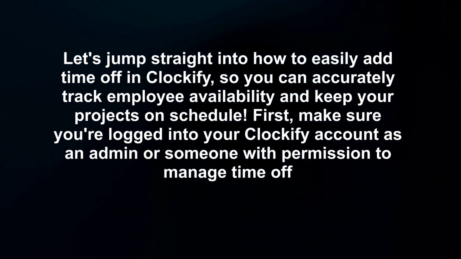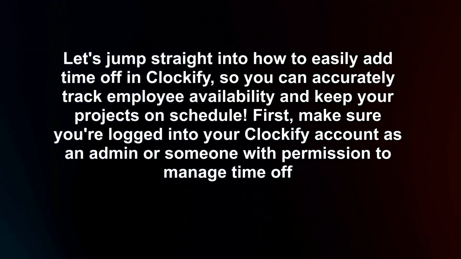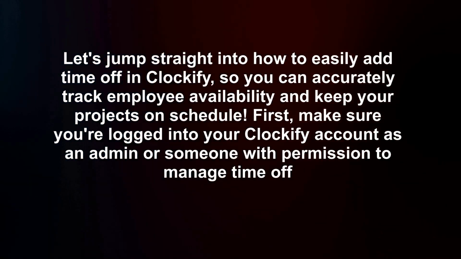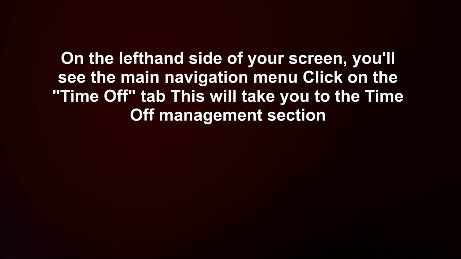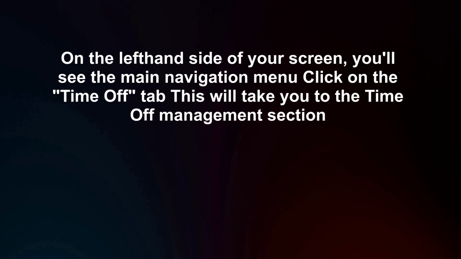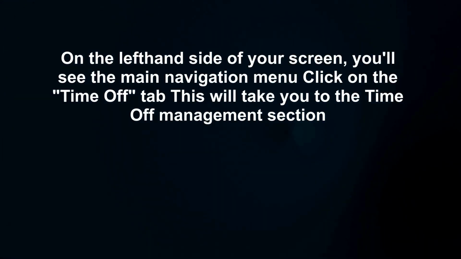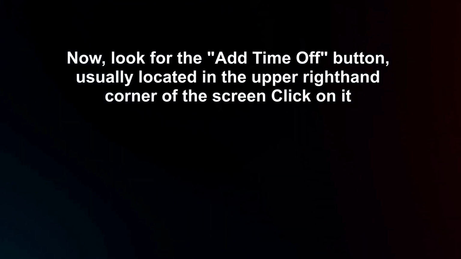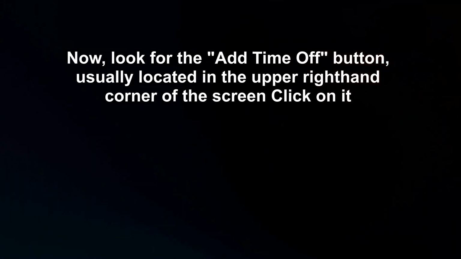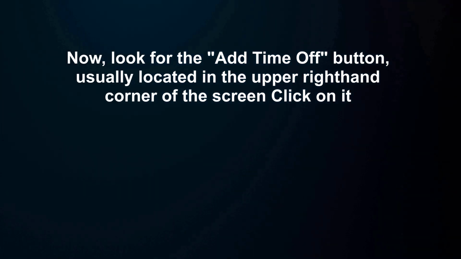First, make sure you're logged into your Clockify account as an admin or someone with permission to manage time off. On the left-hand side of your screen, you'll see the main navigation menu. Click on the Time Off tab. This will take you to the Time Off Management section. Now, look for the Add Time Off button, usually located in the upper right-hand corner of the screen.